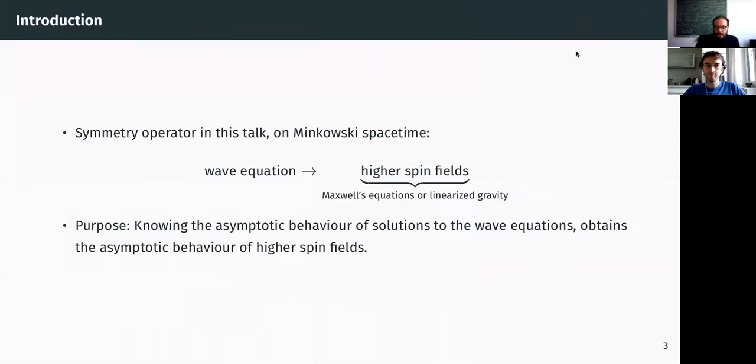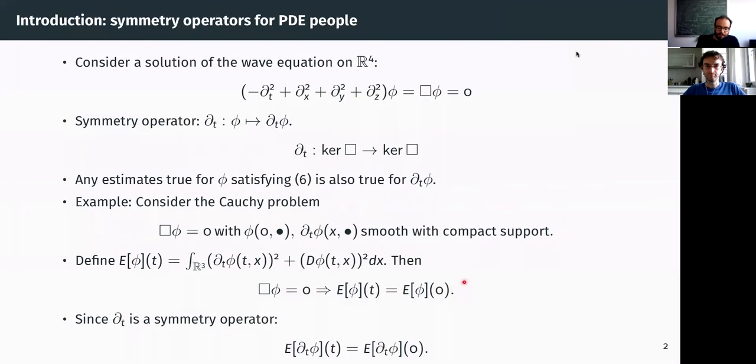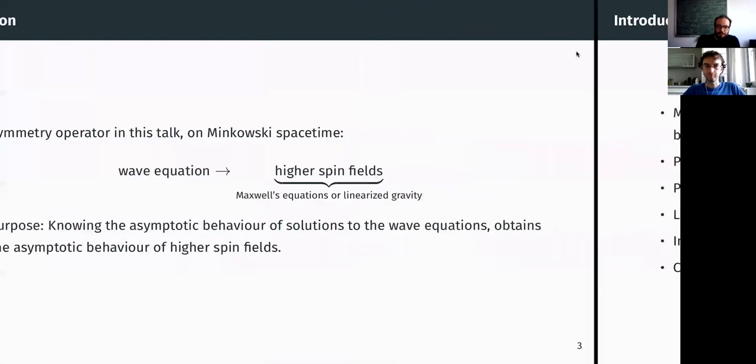In this talk, the objects I will be talking about live on Minkowski spacetime, and the kind of operator I'm interested in will take a solution of the wave equation to what I will call higher spin fields. By higher spin fields, you can put the Dirac equation, Maxwell's equation, or linearized gravity. These are essentially the two things I will be talking about. The purpose of the talk is to try, knowing the asymptotic behavior of solutions to the wave equation, to obtain a precise description of the asymptotic behavior of higher spin fields. So here, instead of propagating energies, I will propagate pointwise estimates using these symmetry operators.